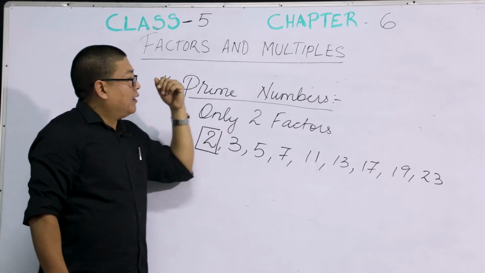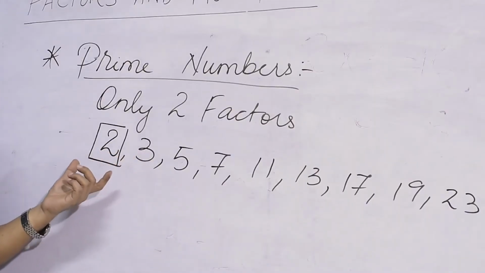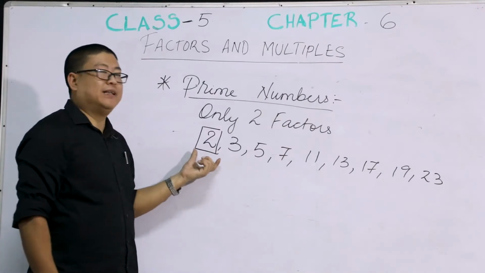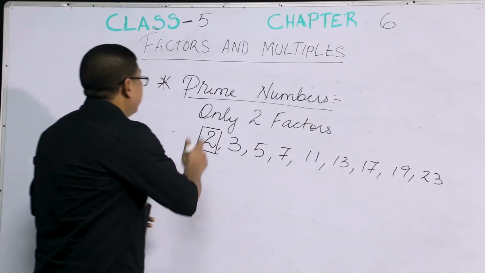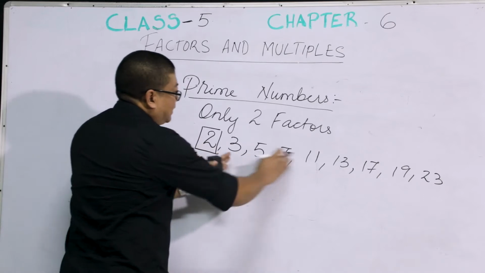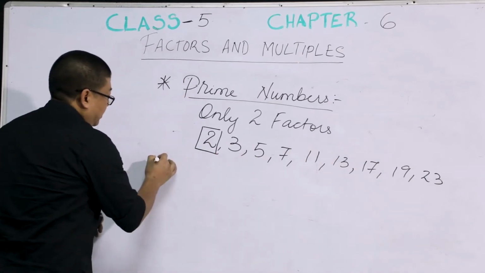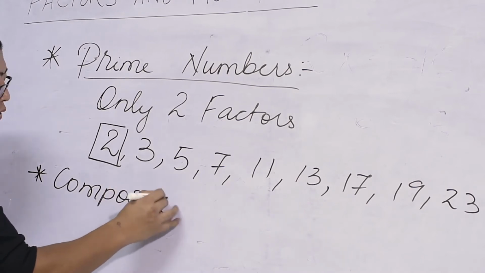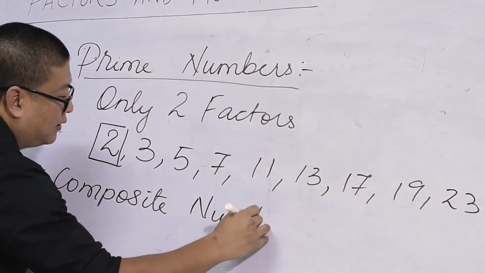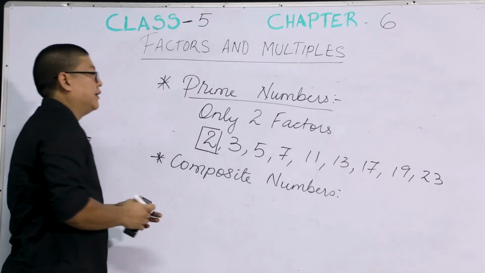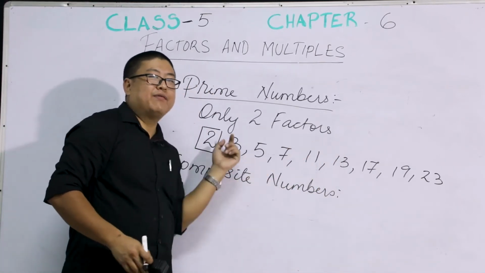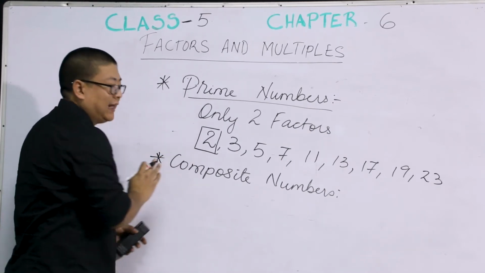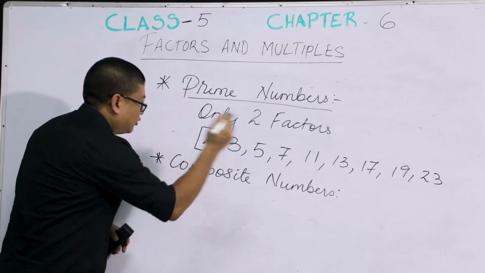So later on in the exams, you may see questions asking which is the only even prime number, right? So 2 is the only even prime number, all right? So after these, whatever numbers are left, they are called composite numbers. Now, fill up the blanks, whatever numbers are missing. But 1 is not a composite number, okay? We'll come to that later.